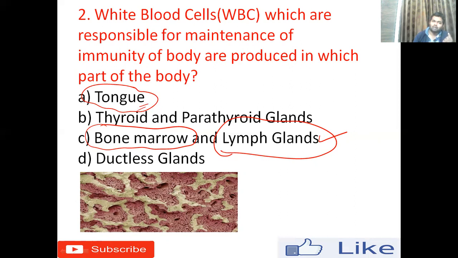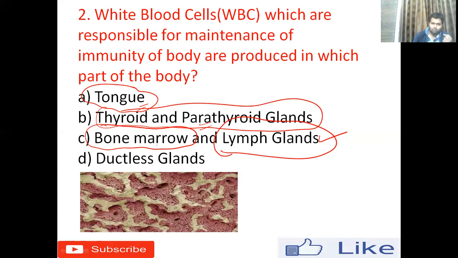Okay, option B, thyroid and parathyroid glands. This is one of the important glands in our body. Thyroid glands produce hormones, and they basically control or regulate the energy required for our body. How about parathyroid glands? There are 4 parathyroid glands, which are located close to the thyroid gland. These parathyroid glands basically control or regulate the calcium amount in our blood.